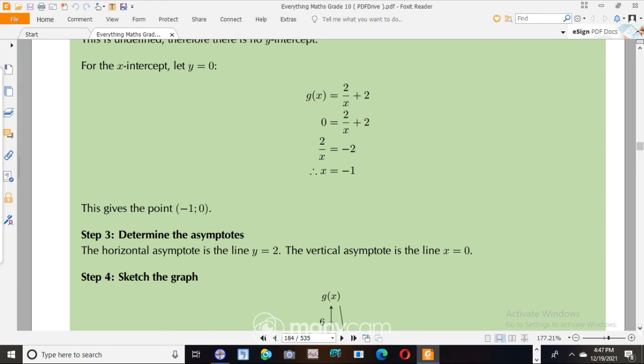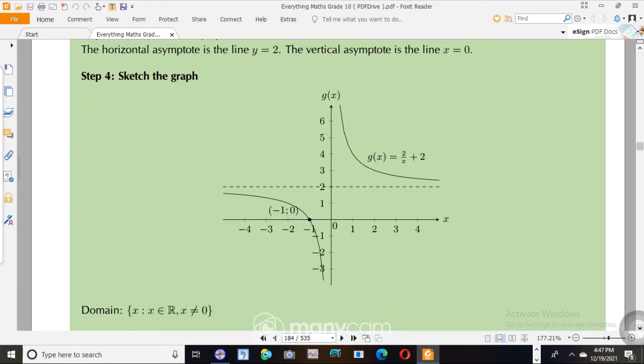Sketch the graph. So we can do the following. First, the horizontal asymptote at y = 2. The vertical asymptote is x = 0 here, and the x-intercept is this one. So we can draw a curve not touching the asymptotes, like this. Again it is in the first quadrant, so it looks like this. So g(x) = 2/x + 2 can be sketched this way.